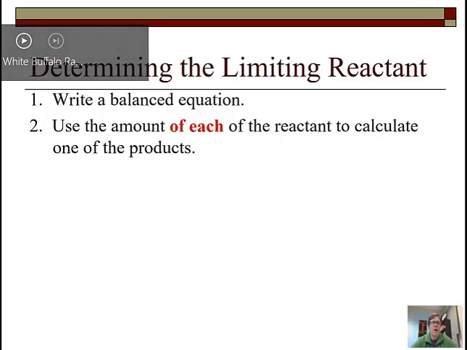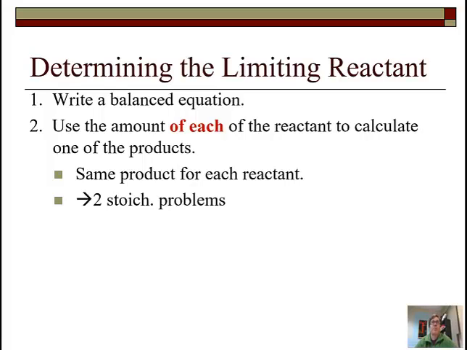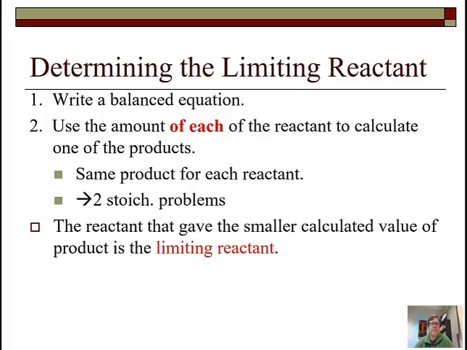Secondly, we're going to use the amount given in the problem to do a stoich problem, okay? We're going to use the amount of each reactant, so we're going to be doing 2 stoichiometry problems, and we're going to change those reactants into the same product, okay? So it's doing 2 stoich problems, which you've already done, okay? We're starting with different reactants, but we're going to go to the same product, okay?